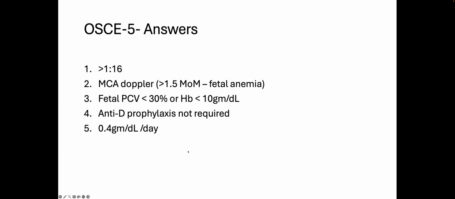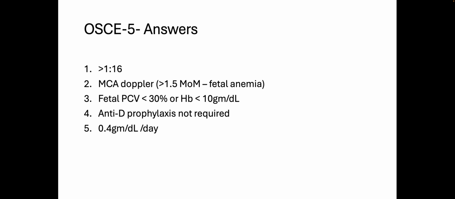So that's correct that 1:16 is considered to be good enough as a criterion. And as rightly answered by one of your friends, the MCA Doppler more than 1.5 MOM with fetal anemia becomes the indication for IUT. But you should also understand that many times we do IUT at a MOM of 1.3, 1.4 also, provided you start having the features of hydrops.